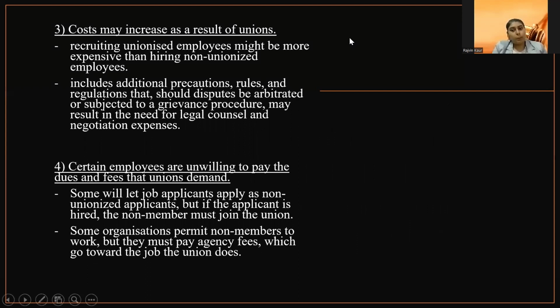Recruiting unionized employees might be more expensive than hiring non-unionized employees. Include additional precautions, rules, and regulations that should be disputed, arbitrated, or subject to grievance procedure. And the last one under weaknesses would be certain employees are unwilling to pay the dues and fees that unions demand. Some job applicants apply as non-unionized applicants, but if the applicant is hired, the non-member must join the union. And some organizations permit non-members to work, but they must pay agency fees which go towards the work the union does.